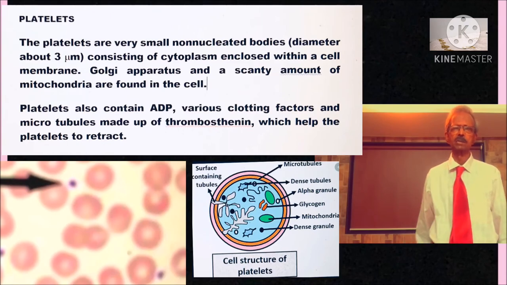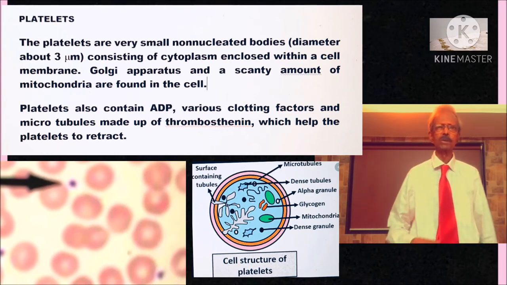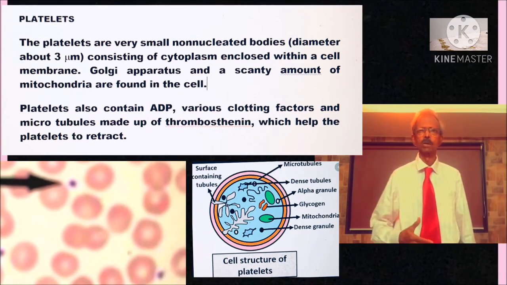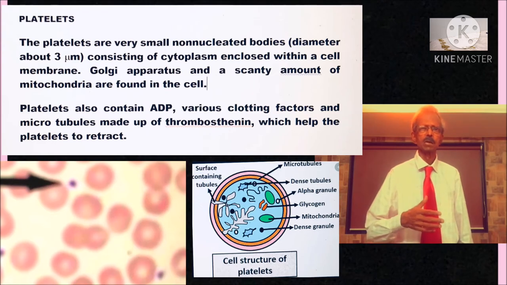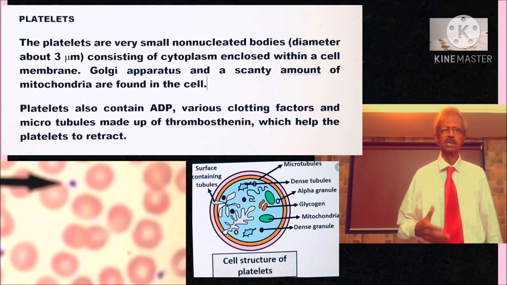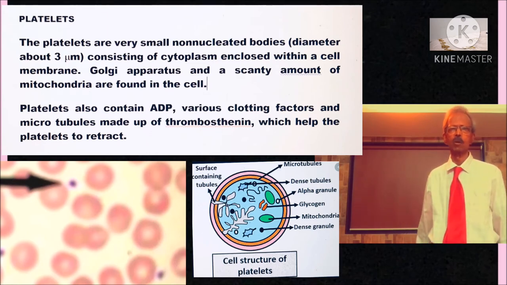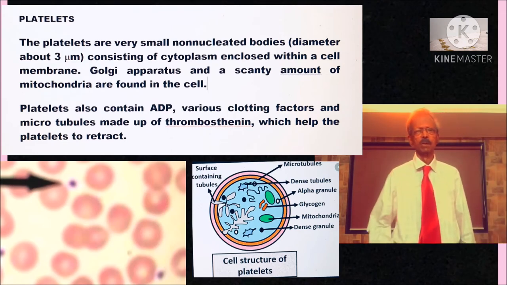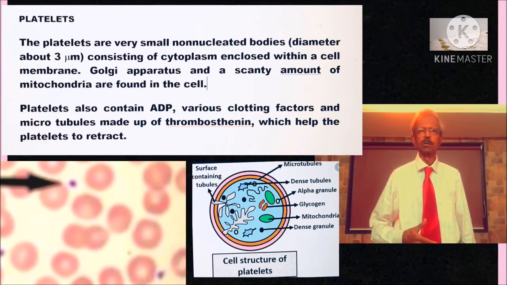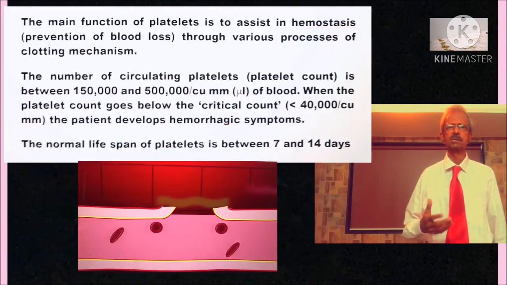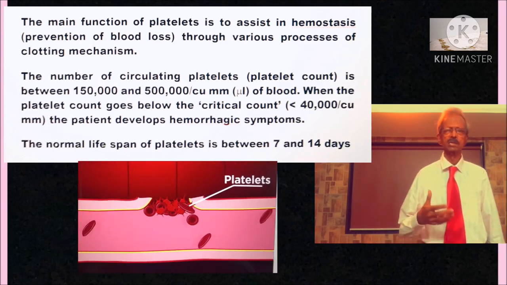Then the platelets. The platelets are very small non-nucleated bodies, diameter about 3 micrometer, consisting of cytoplasm which is enclosed within a cell membrane. Golgi apparatus and scanty amount of mitochondria are found in the cell. Platelets also contain ADP, various clotting factors, and microtubules made up of thrombosthenin, which help the platelets to retract during clotting mechanism.